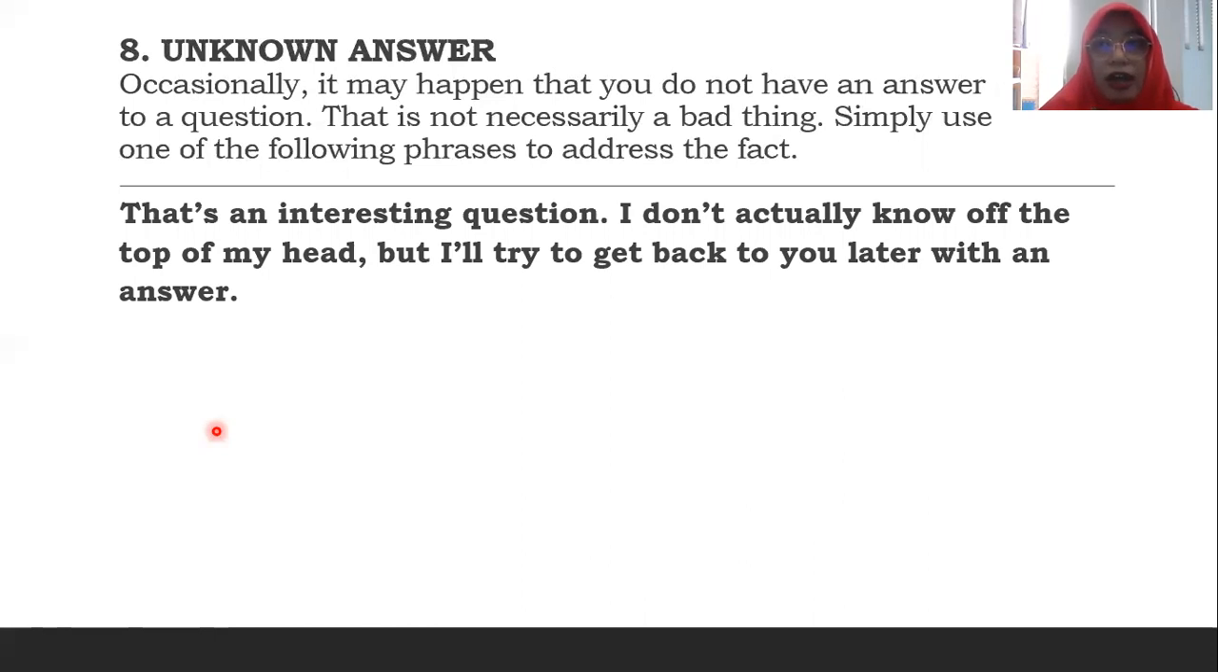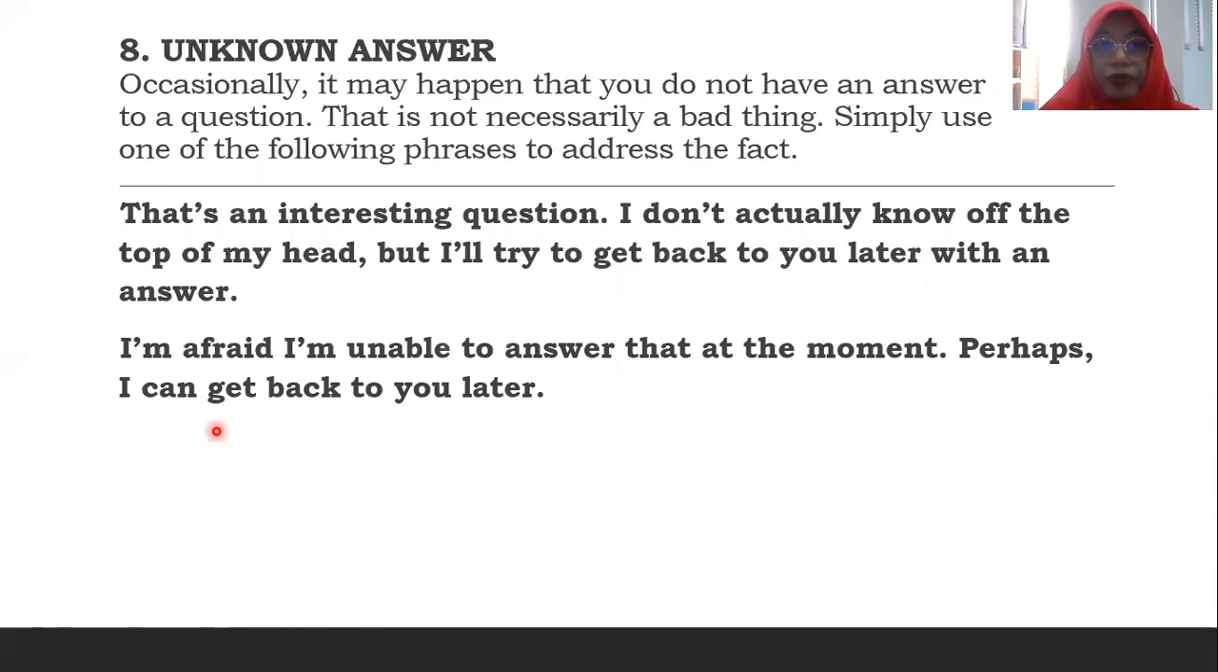Okay, so one thing that I can do instead of trying to answer the question wrongly, I would just say, that's an interesting question. I don't actually know off the top of my head, but I'll try to get back to you later with an answer. Okay, so that means you are trying to make the effort to answer the question, even though you cannot answer it off the top of your head now. So you need more time to think, more time to find more information, and you will do that for the audience who asks the question for you.